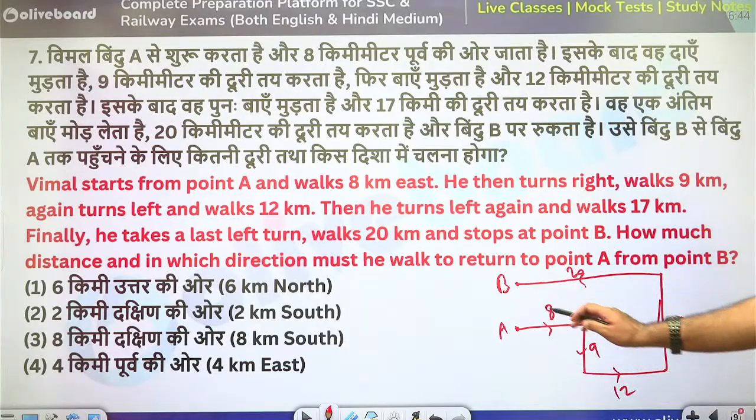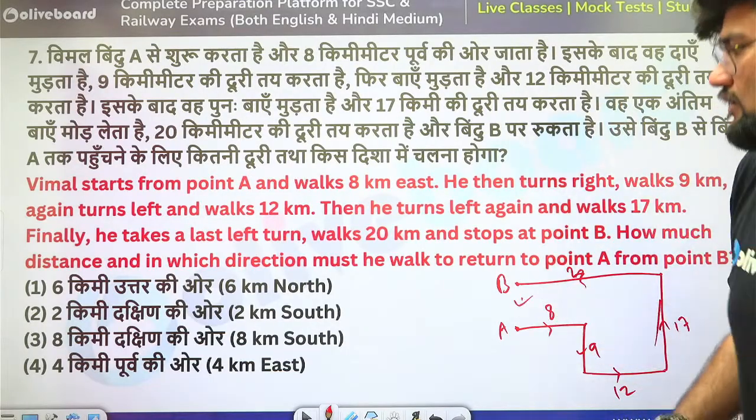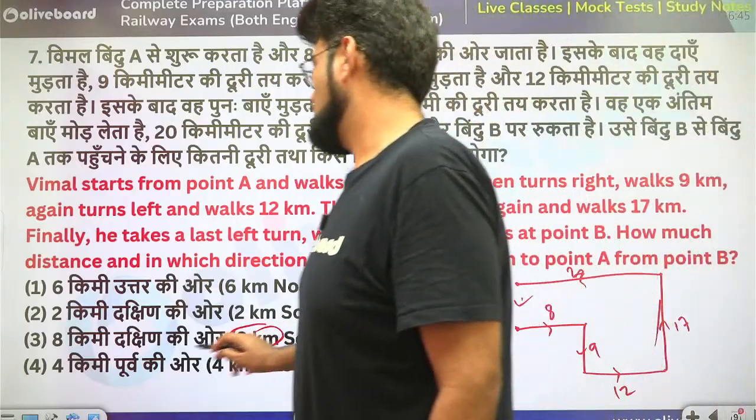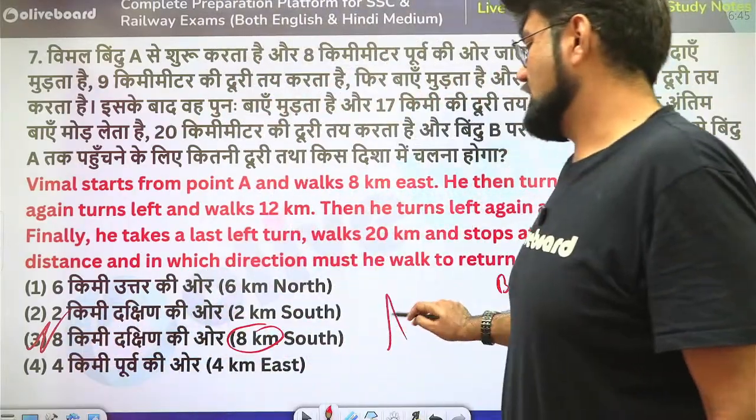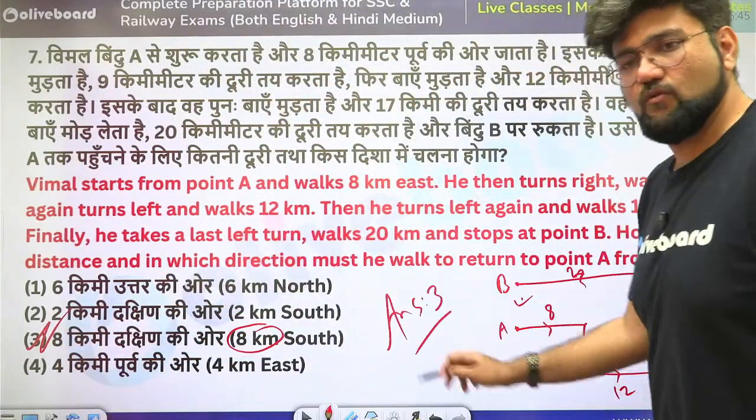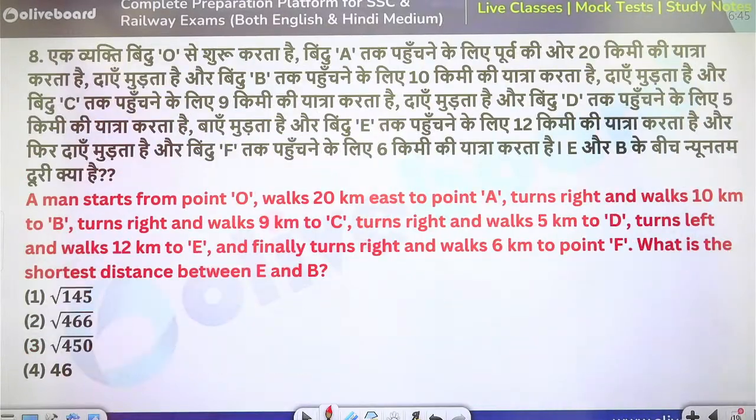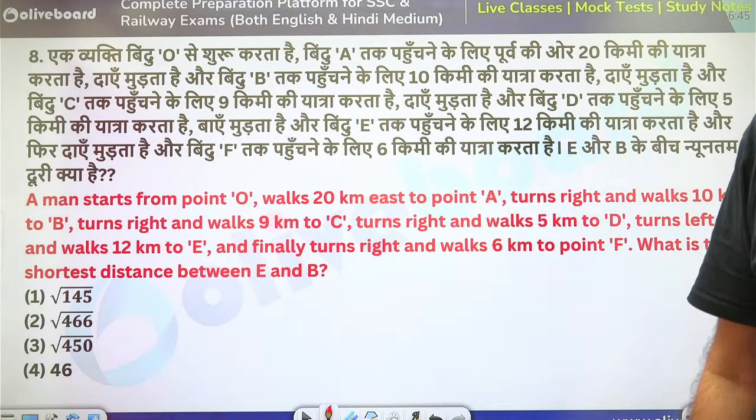So 17 minus 9, 8 in the south. But we know 8, we just found out 8 and we know option 3 has to be our correct answer because that we had decided beforehand. So reading the options can always be helpful. Looking at the options, it is quite clear that this is Pythagoras theorem.